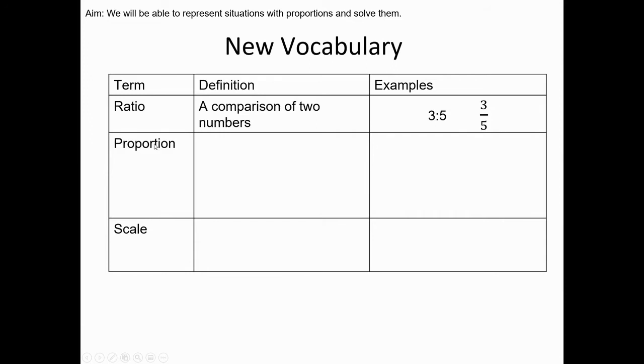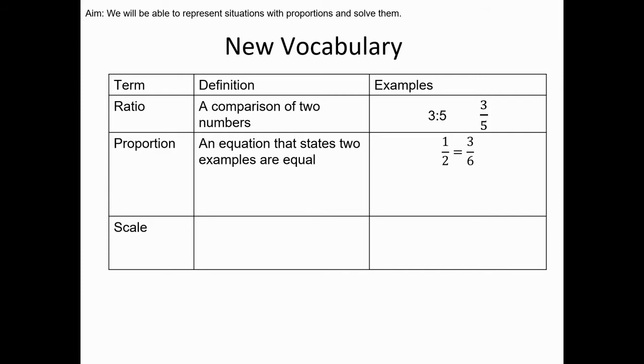Now, a proportion is usually an equation that states two ratios are equal. Specifically, what about 1/2 equals 3 over 6? So these are two ratios that are completely proportional because they're equal to each other.